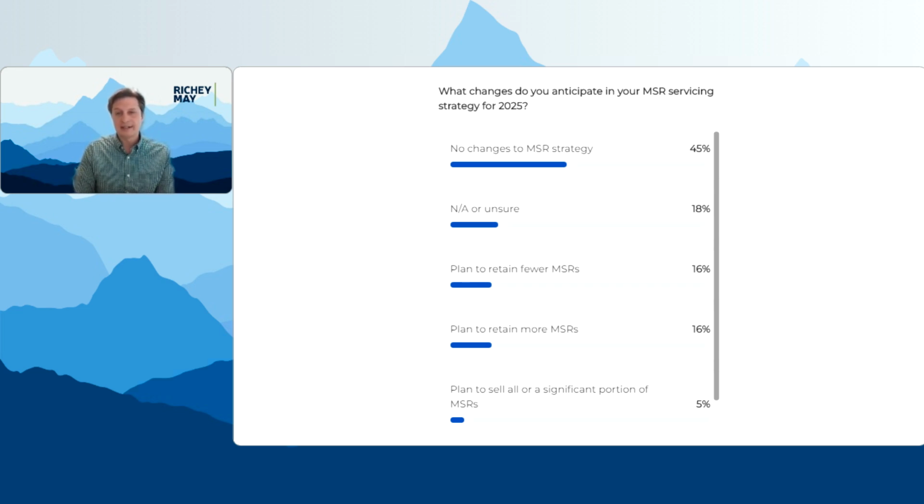Interesting mix here. About 20% of the lenders among the attendees are unsure or aren't servicing. But outside of that, if we pull that 20% out, it looks like 60% are saying, hey, we're having no changes to our MSR strategy. A small percentage, 5%, plan to sell a significant portion of the MSRs. And then the rest is split between, hey, we're going to retain a few more, or we're going to retain less MSRs in 2025. That's good insight to hear.